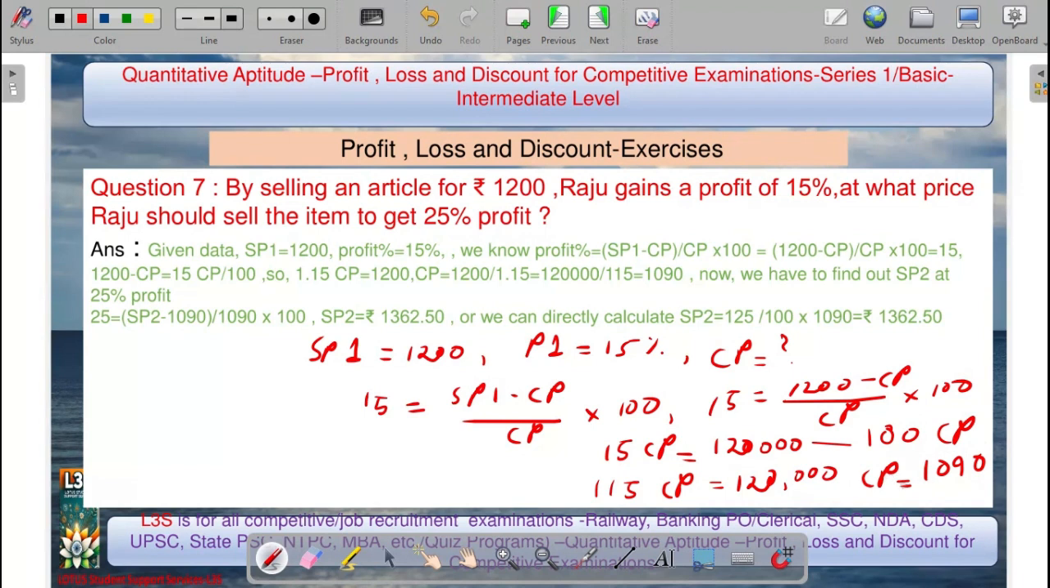Now once we know the value of CP, cost price 1090, we can find out at what price Raju should sell the item to get 25% profit. So SP2 at 25% profit will be 125 by 100 into 1090, and that is equal to 1362.5. So this will be the answer.